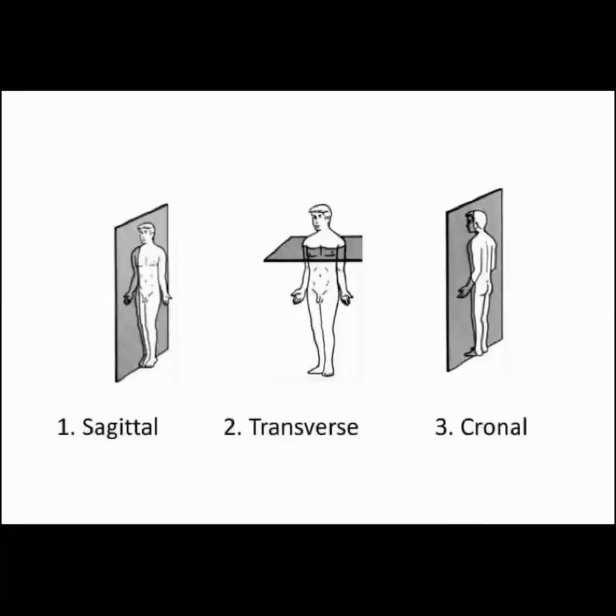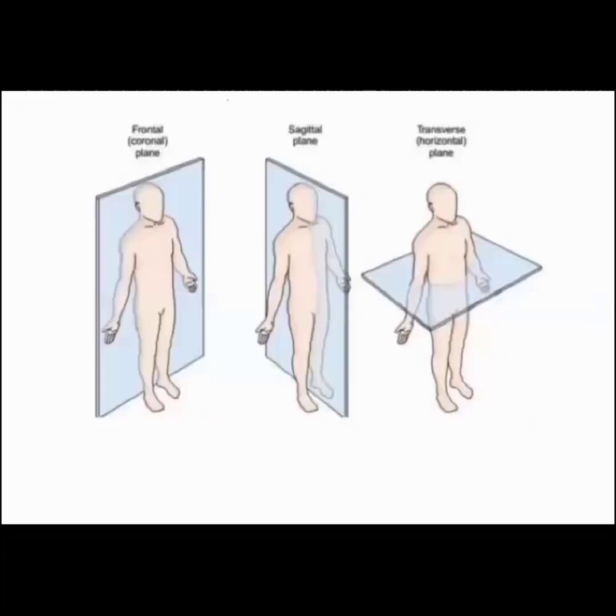It is a clear picture of all three planes. First, the sagittal plane, second, the transverse plane, and third, the coronal or frontal plane. Frontal or coronal plane, sagittal plane, and transverse or horizontal plane. These are the pictures of different types of planes.